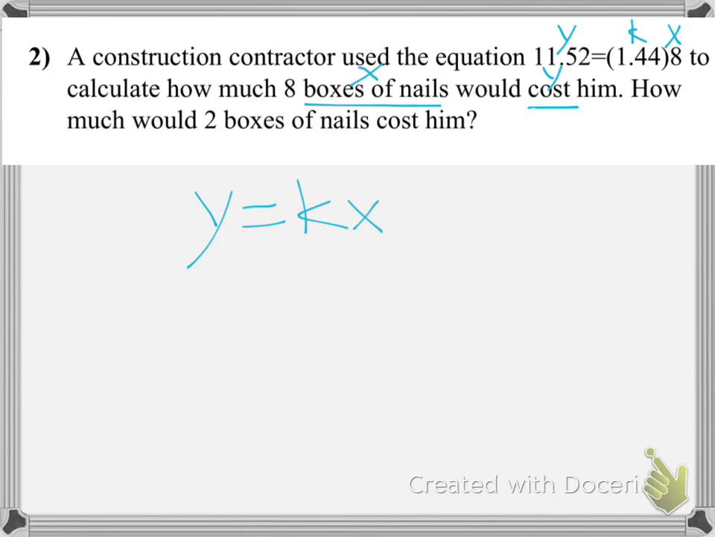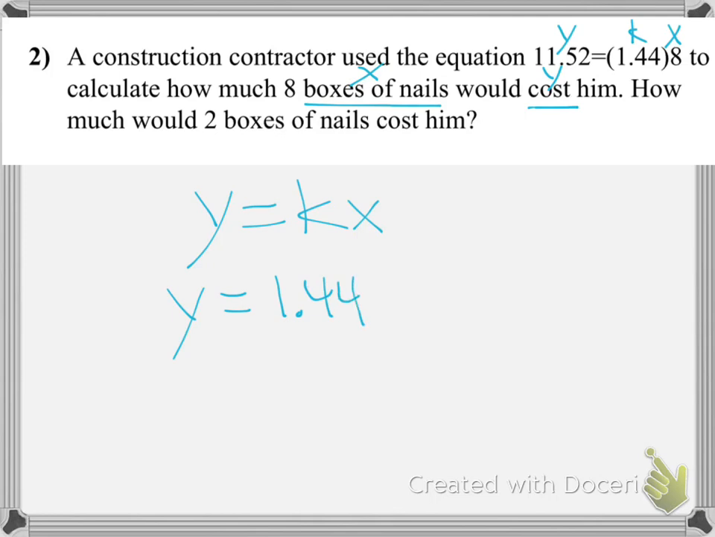So we can substitute these values back into the equation. So we do not know our y because we're trying to figure out what our new cost is. We know our constant stays the same in any proportional relationship, so our k value, no matter how many boxes of nails, will remain 1.44.